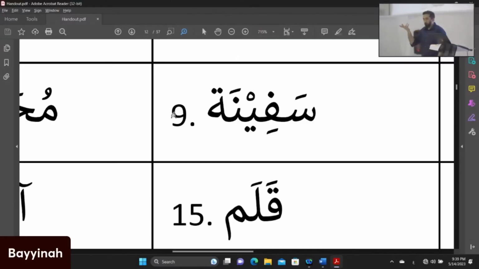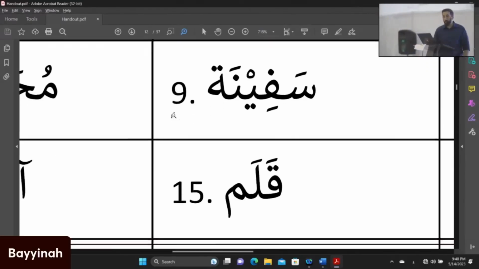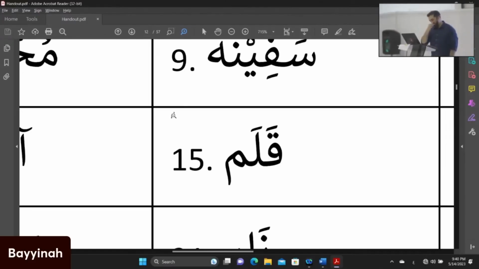It means ship. It just means ship. What do you think? A regular Arabic word, so Safinatun, safinatan, safinatin. Qalam. Qalam is what?